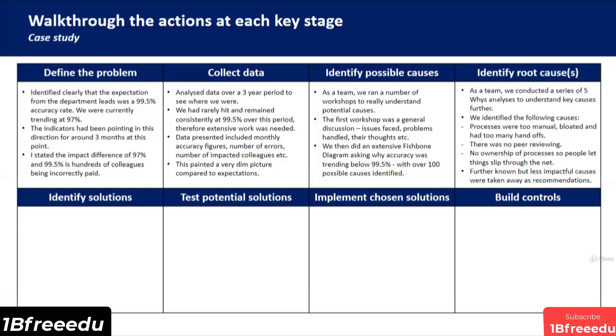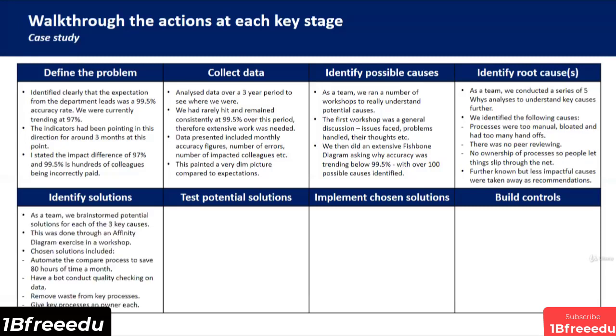Again, as something I've talked about many times in this course, everything should have an owner. Every process, every plan, every action needs an owner, so someone's responsible for that particular work. So further known but less impactful causes were then taken away as recommendations.